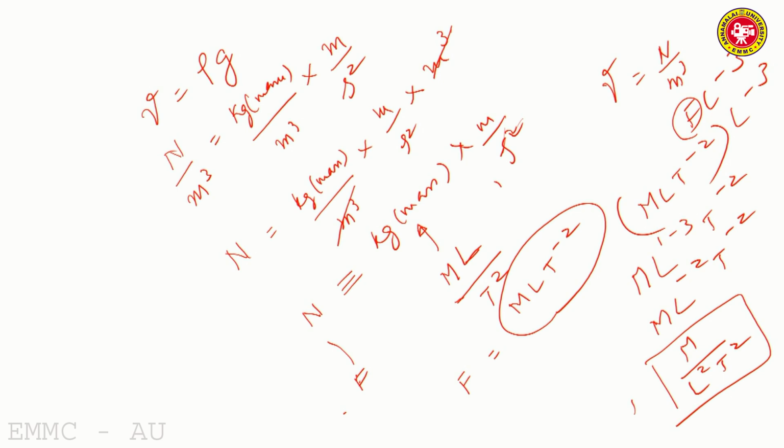Let me go back and explain again. Newton per meter cube is the unit. The dimension of force is F, the dimension of volume is L cube, so it becomes L power minus 3. The dimension of force in the MLT system is M L T power minus 2, so M L T power minus 2 into L power minus 3. So it is M L power 1 minus 3, T power minus 2, it becomes M L power minus 2 T power minus 2. So we have specific weight expressed as M divided by L square T square, or M L power minus 2 T power minus 2. Okay.